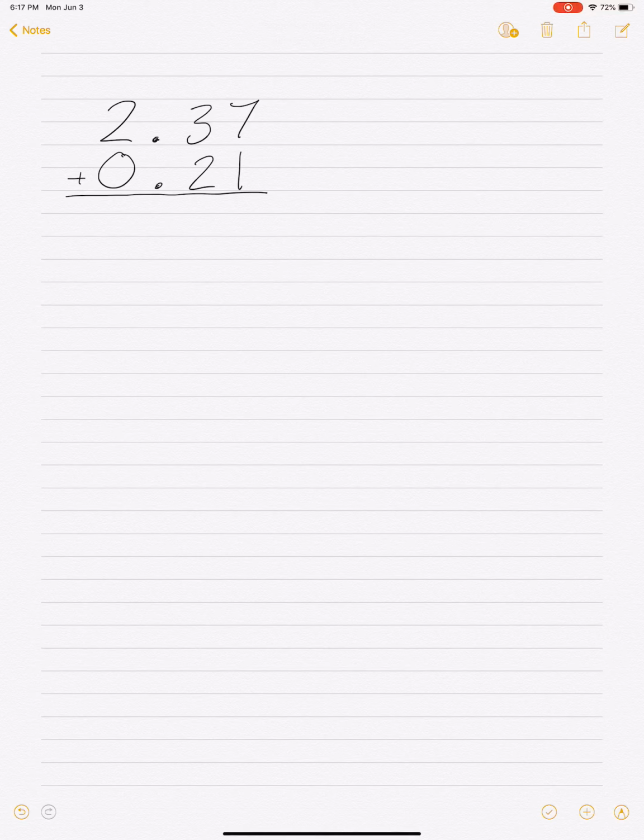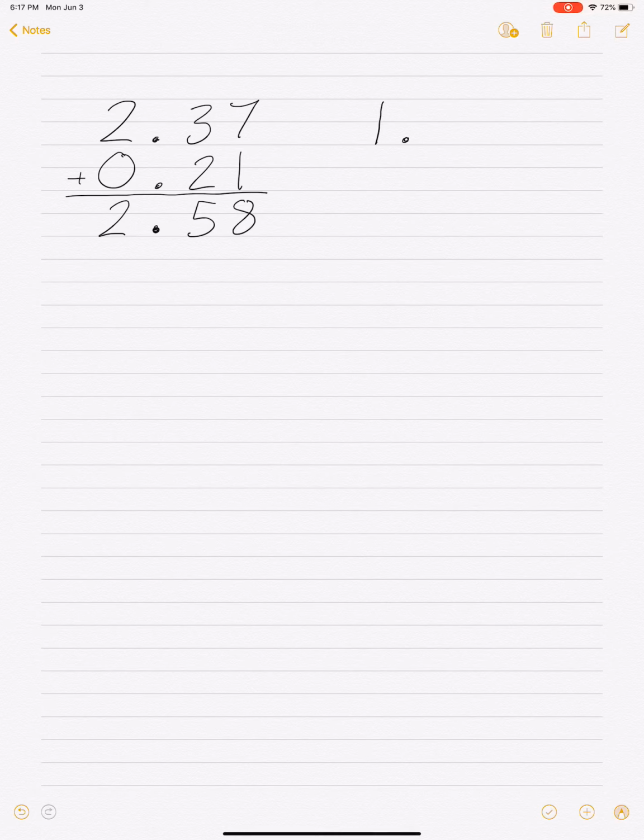So 7 plus 1 is 8, 3 plus 2 is 5, and as you can see, I have lined up my two decimals, and the decimal for the answer also stays in that line. 2 plus 0 is 2. So that one didn't involve any regrouping. To regroup, we'll have to do another example.